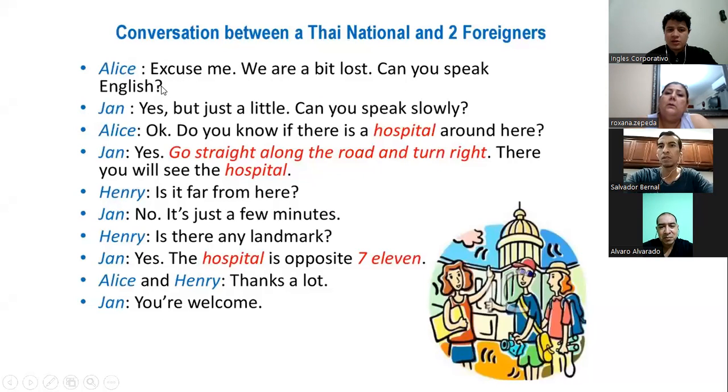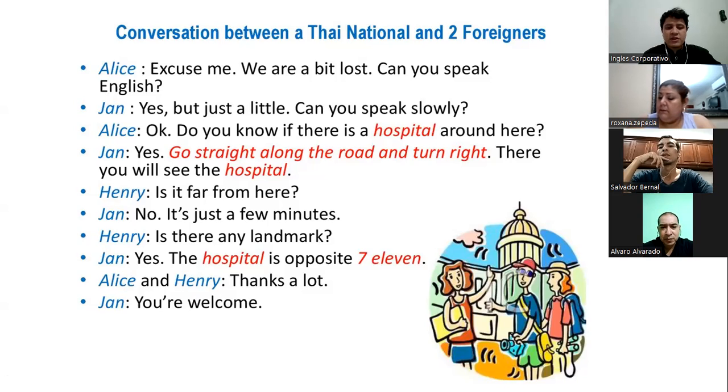So let's see, excuse me, we are a bit lost. Can you speak English? Yes, but just a little. Can you speak slowly? Okay, do you know if there is a hospital around here? Yes, go straight along the road and turn right. There you will see the hospital. Is it far from here? No, it's just a few minutes. Is there any landmark? Yes, the hospital is upside 7-Eleven. Thanks a lot. You're welcome.